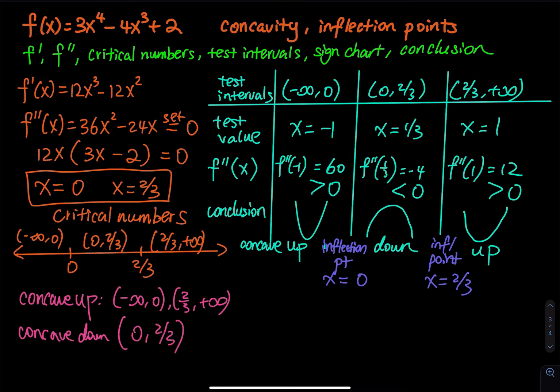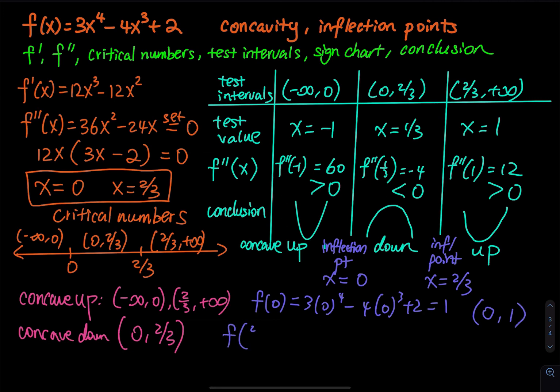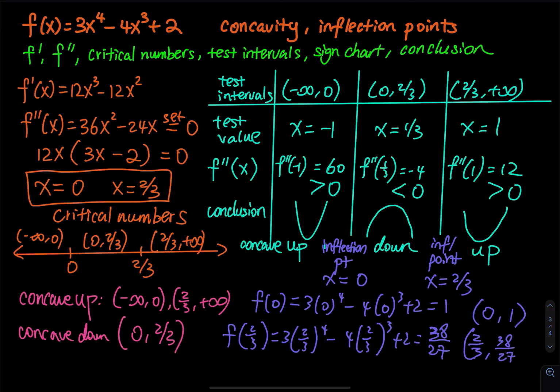When you find the exact location of the inflection point, you have to plug it into the given function, which is f. So f of 0 is 3 times 0 to the 4th minus 4 times 0 to the 3rd plus 2, which equals 1. So the first inflection point is (0, 1). And then the other point is f of 2/3, which is 3 times 2/3 to the 4th minus 4 times 2/3 to the 3rd plus 2. I got 38 over 27. So (2/3, 38/27) is another inflection point.